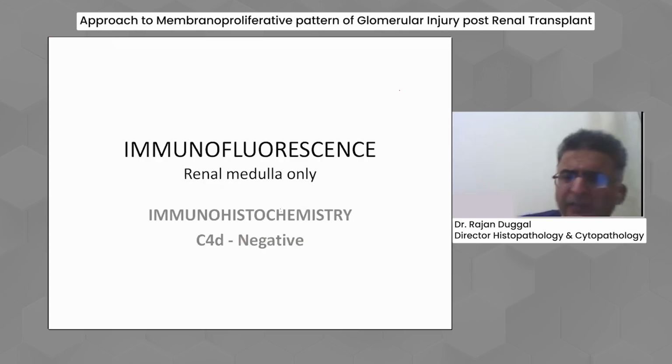Immunofluorescence showed only renal medulla. Immunohistochemistry C4D was negative. Always remember, negative staining for C4D in the peritubular capillaries in chronic AMR can be seen in 40 to 50% of cases. So based on negative C4D staining, we can't rule out the possibility of chronic AMR.